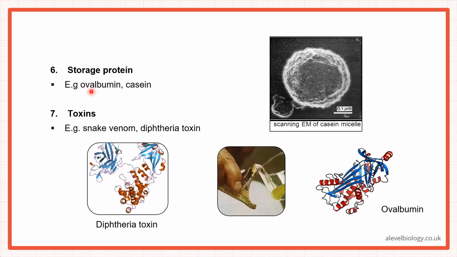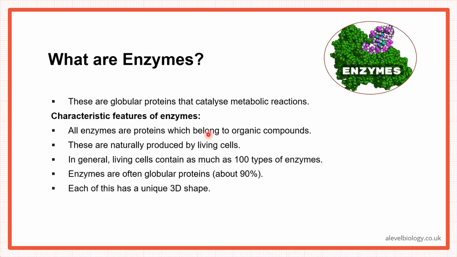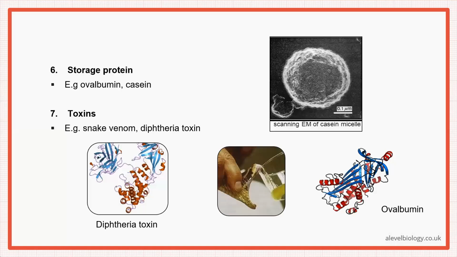Storage, for example ovalbumin and casein, these are the storage proteins. And proteins can be toxins also. Snake venom is a toxin, but it's protein in nature. Then diphtheria toxin. Okay, and we are done with proteins.